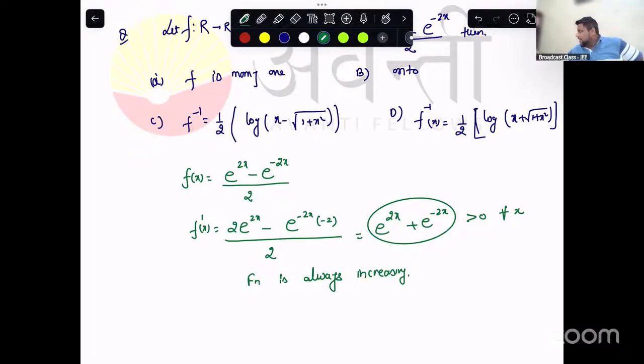Is it okay, everybody? If the derivative is more than 0, that function is always increasing. And if the function is always increasing, that function becomes what? Tell me, one-one or many-one? So that means the function is one-one.